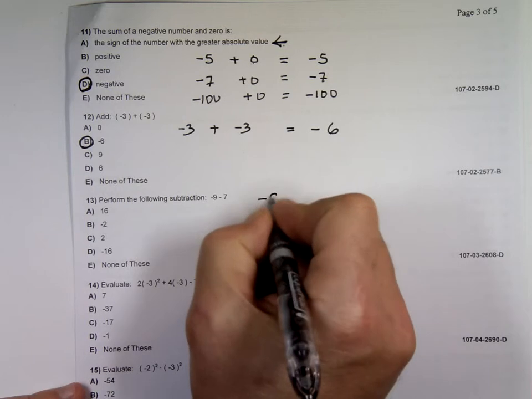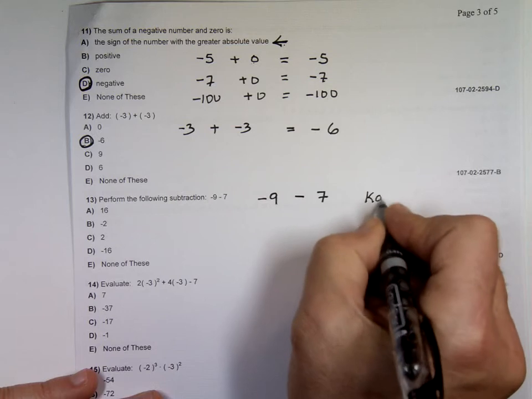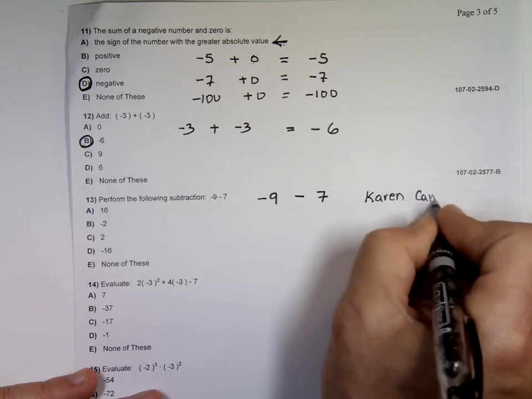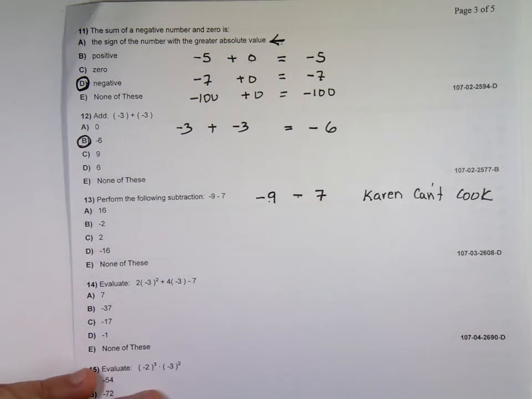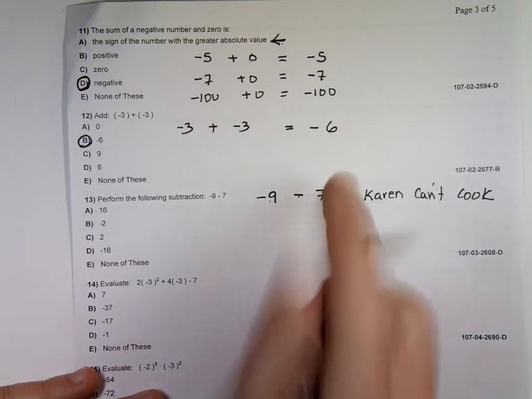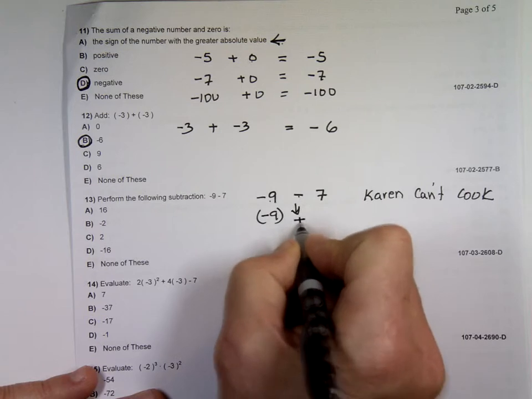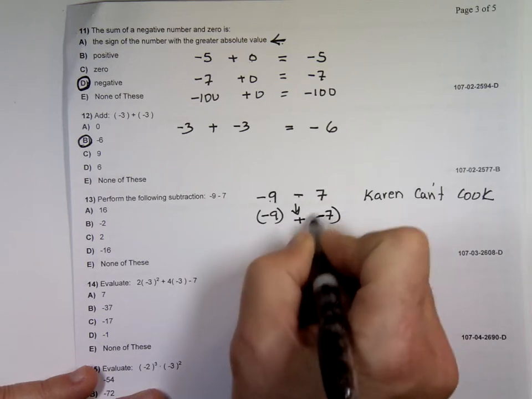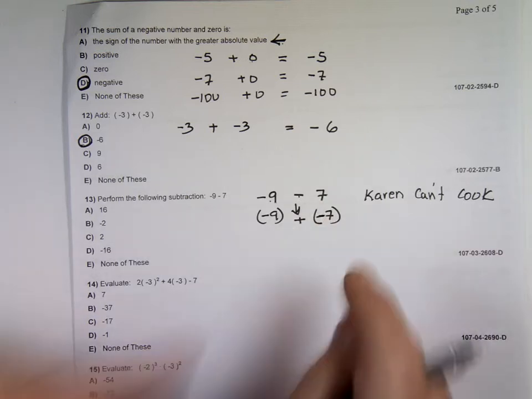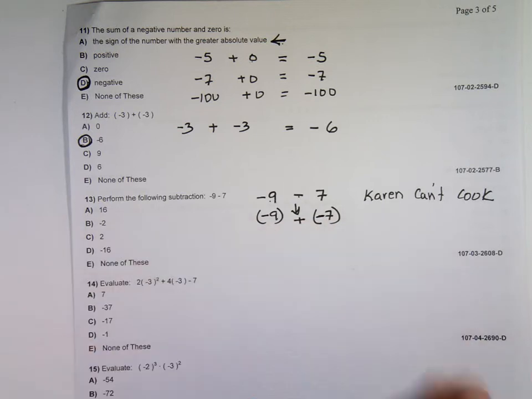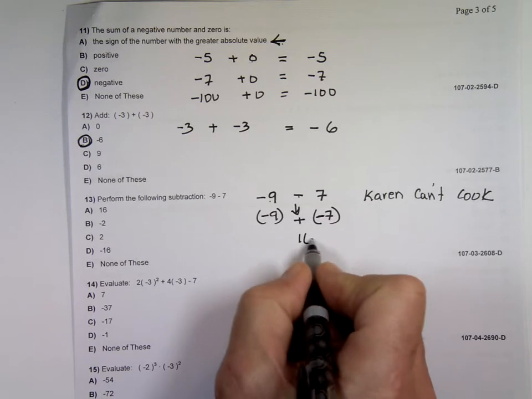Negative 9 minus 7, subtraction. If you remember, we use Karen Can't Cook. Keep, change, change for subtraction. That becomes a negative 9, change, and change. You change the sign to addition, and you take the opposite of that number. Now again, you're adding two numbers of the same sign. You add the absolute values of these numbers. What's 7 and 9? Is that 16? And what's the sign? Negative.